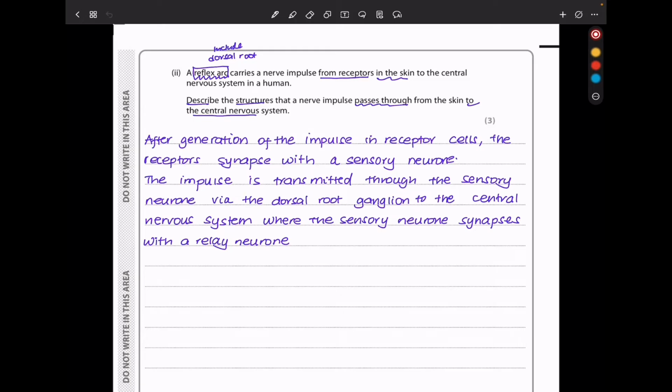So I said after generation of an impulse in the receptor cells, the receptor synapses with the sensory neuron. The impulse is transmitted through the sensory neuron via the dorsal root ganglion to the central nervous system, where the sensory neuron synapses with a relay neuron.